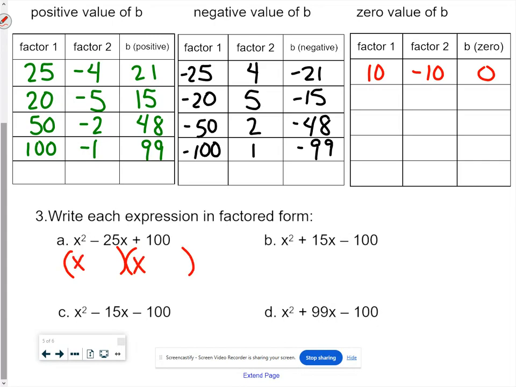X and X. This tells me that I've got the same signs. This tells me that they're both negative. What numbers multiply to be 100 and add to be 25? So don't think like you're going to use 25 and 4 just because the 25 is there. That's going to have to be 20 and 5. 20 plus 5 is 25.